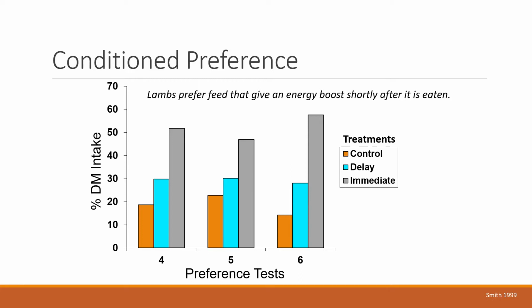With delayed feedback, the fermentable carbohydrates, they still liked it more than no feedback, but their stronger preference was for quick feedback. In this case, the amount of feedback was the same. The only thing that changed was the delay.